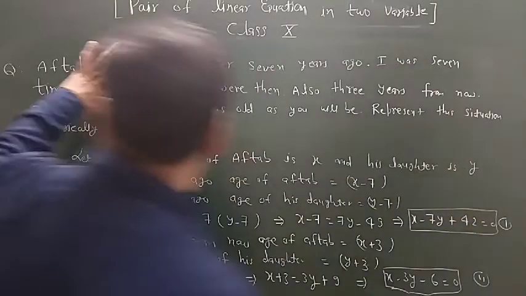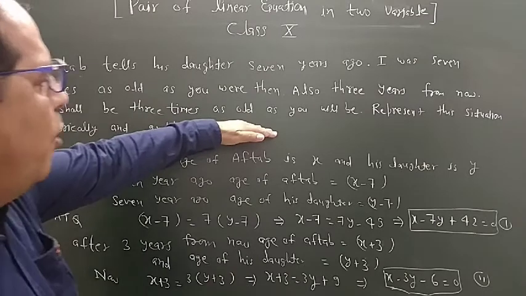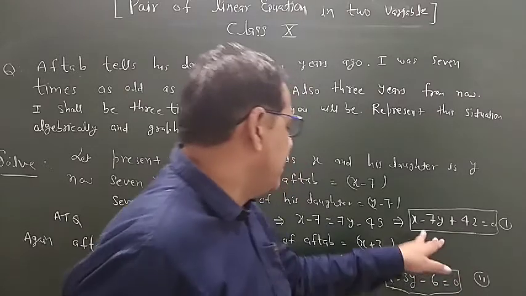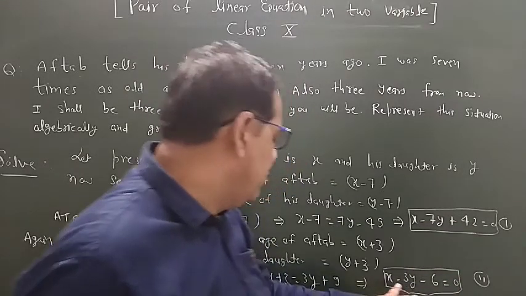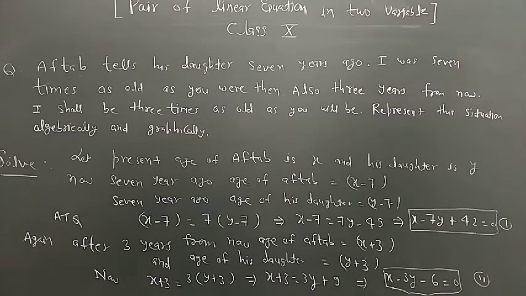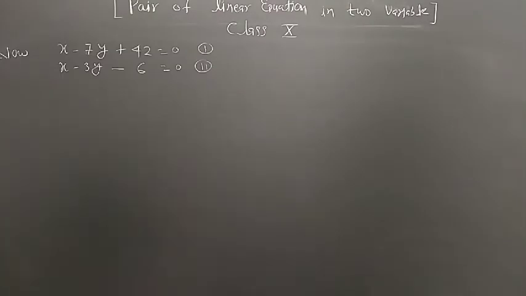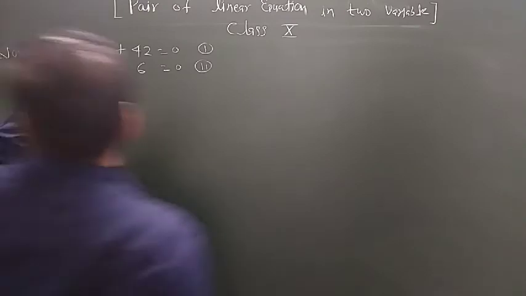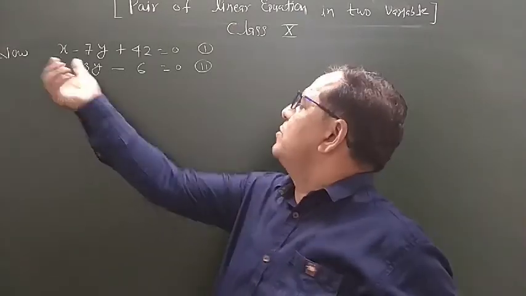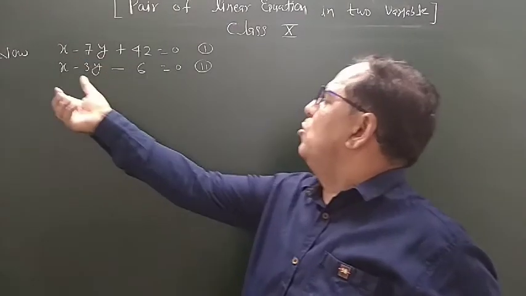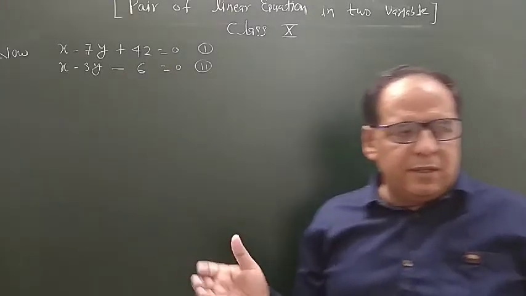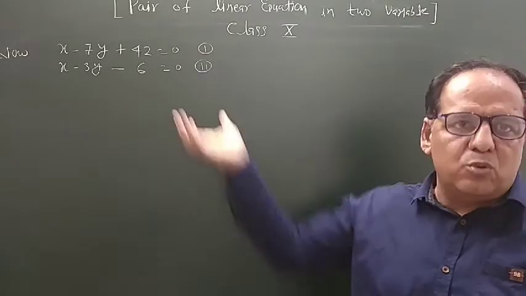So now this given data can be arranged algebraically in these two equations. First is x minus 7y plus 42 equal to 0. The other is x minus 3y minus 6 equal to 0. So these are two equations obtained using the given data from the question. Now we find how we can draw the graph of these two algebraic equations.